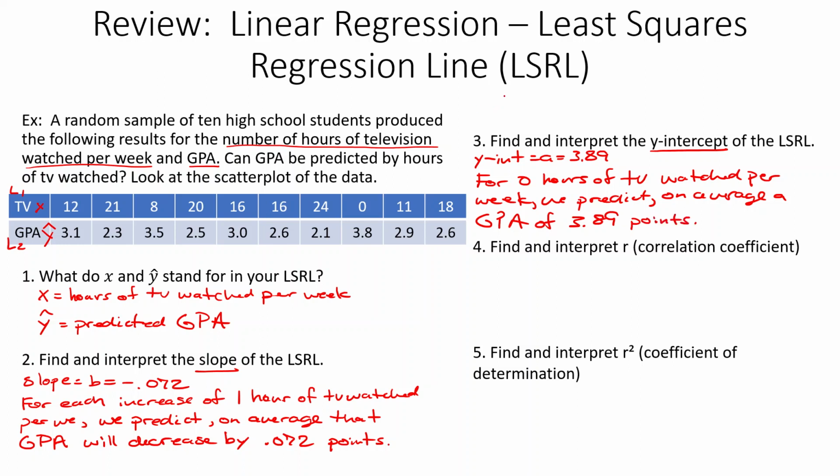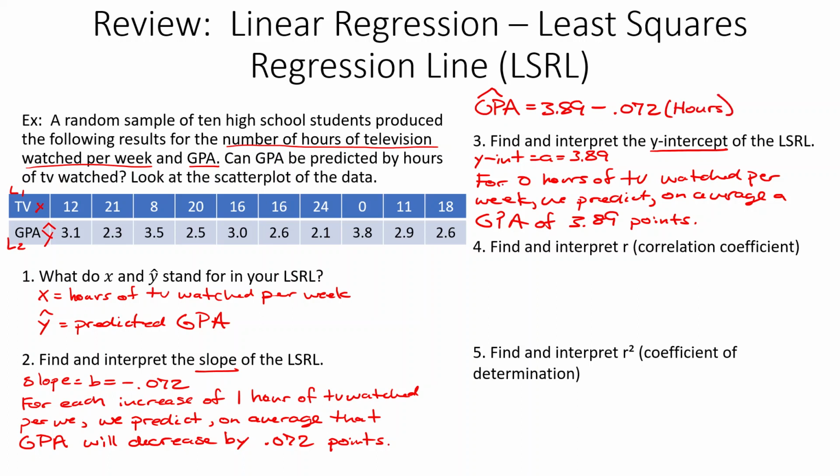All right, so we could write our equation here, if we wanted to, as the predicted GPA would be equal to 3.89 minus 0.072 times the hours of TV.